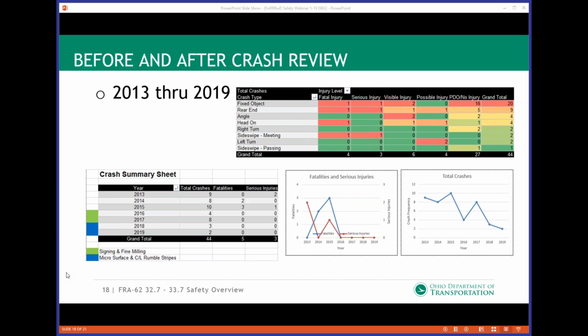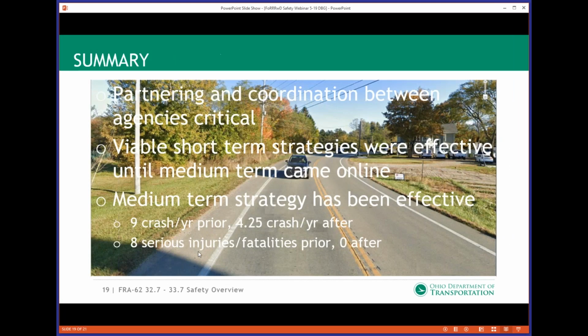We had about 8 crashes a year prior. Now we have like 4.25 crashes. And so it seems to have been very effective. You can see it keeps declining there on the right side. Yeah, so that's the summary sheet.